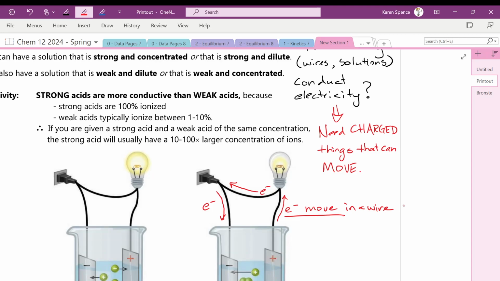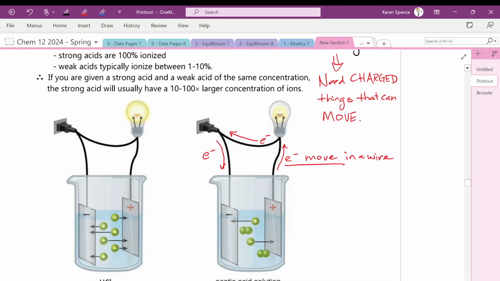But can we have charged particles in solution? Yes. What do we call those charged particles in solution? Ions. They're charged particles that move.